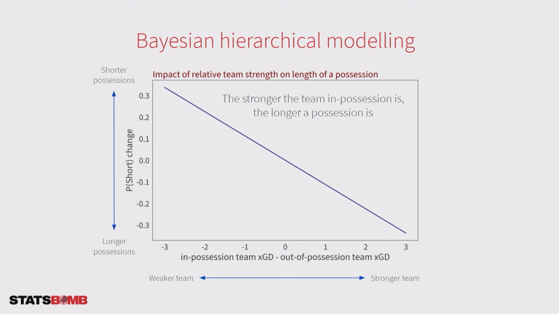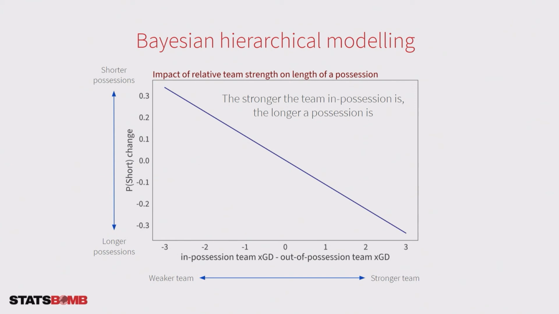So stronger teams are to the right, weaker teams to the left. On the y-axis, we've got the change in the short possession probability towards the top, shorter possessions towards the bottom, longer possessions. So we know this, but it's always nice to see that from the model. The stronger the team in possession is, the longer a possession is.